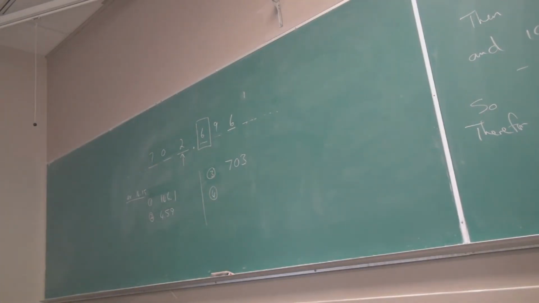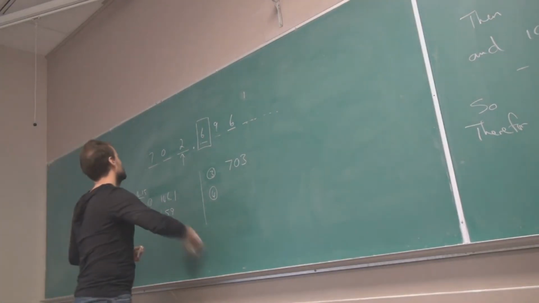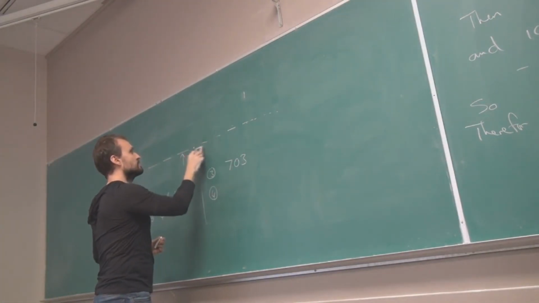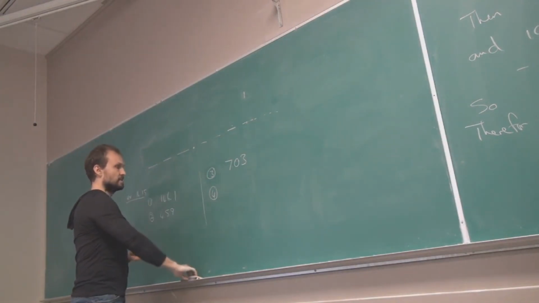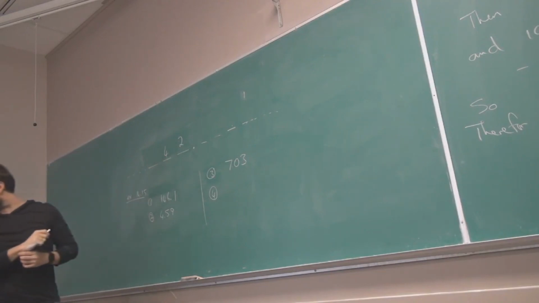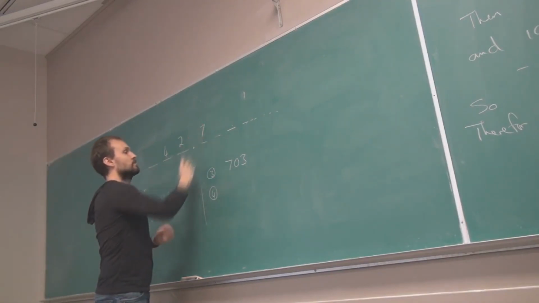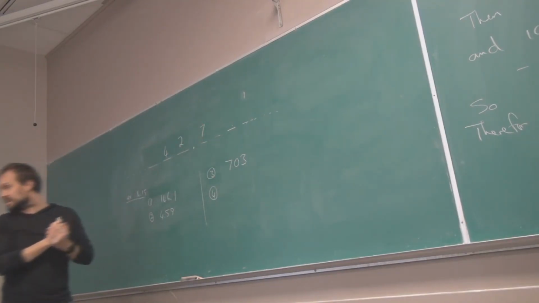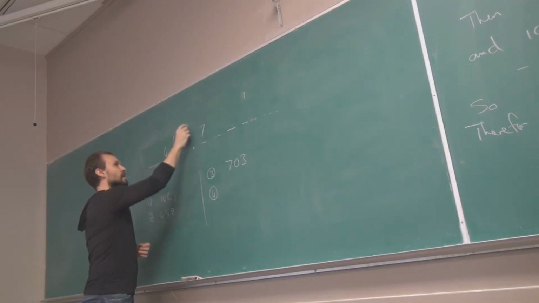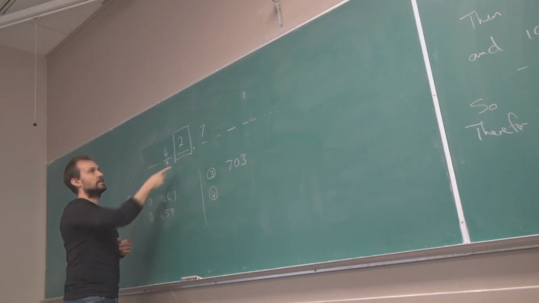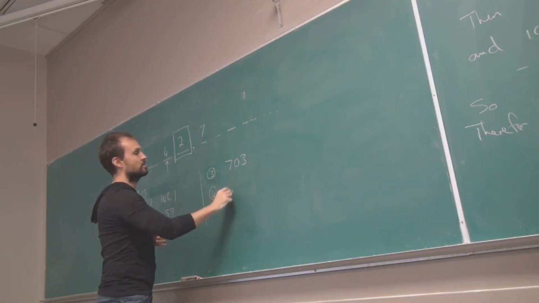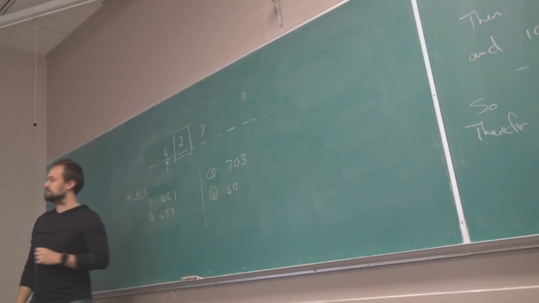Last one, 42.7. Not that common to round to the nearest 10, but I guess it could happen. 42.7, I'm trying to round to the nearest 10, which is this guy. Look to the right. That is small, 0 to 4. So the rounded value is 40.